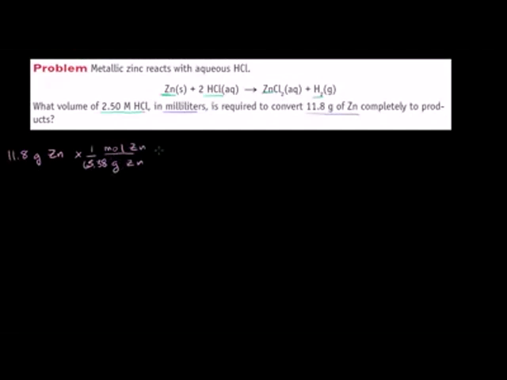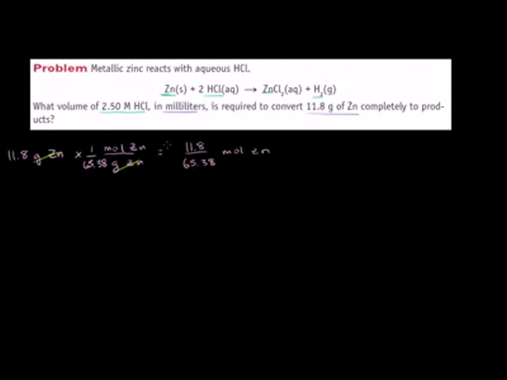I'm going to keep all the math and save our calculator for the end. So the grams of zinc cancels out with the grams of zinc, and we're left with 11.8 divided by 65.38 moles of zinc.